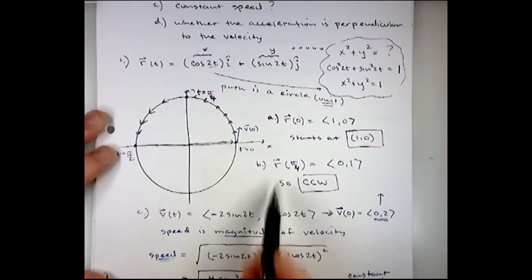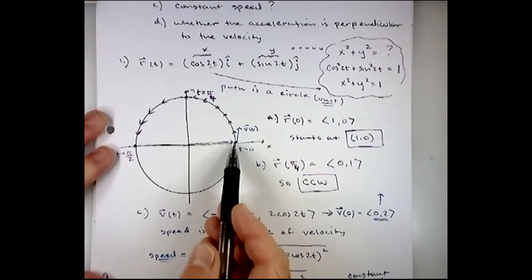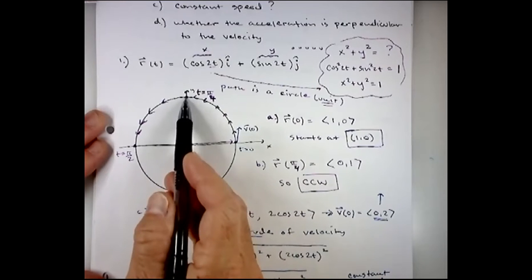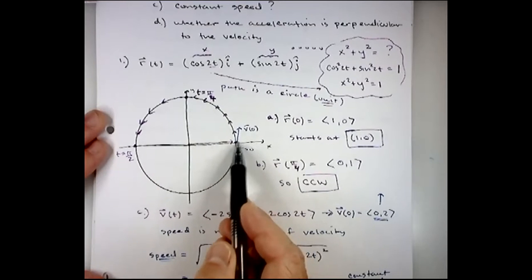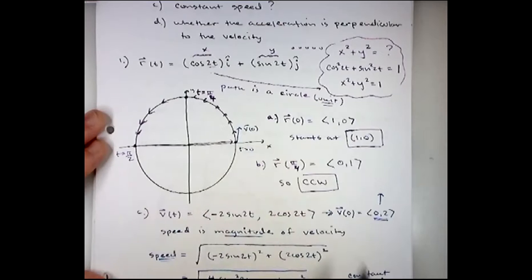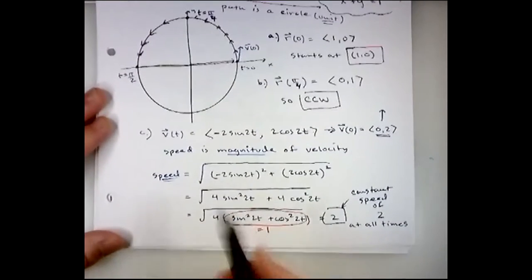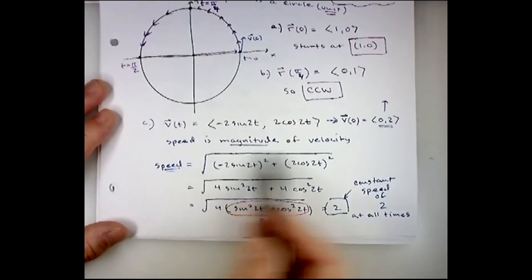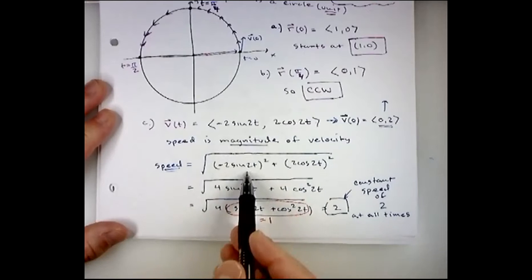Yet another way to figure out the direction of motion is you could also locate another point, right? When t is pi over 4, you get the vector 0, 1, which is up here. So if the particle was here when t was 0, here when t was pi over 4, it made sense that it was moving counterclockwise. Okay, so either way, by finding a point or by using your velocity vector. Another question they asked was whether this particle is moving at constant speed. And speed is the magnitude of your velocity vector. So magnitude is the square root of each part squared, the sum of those.